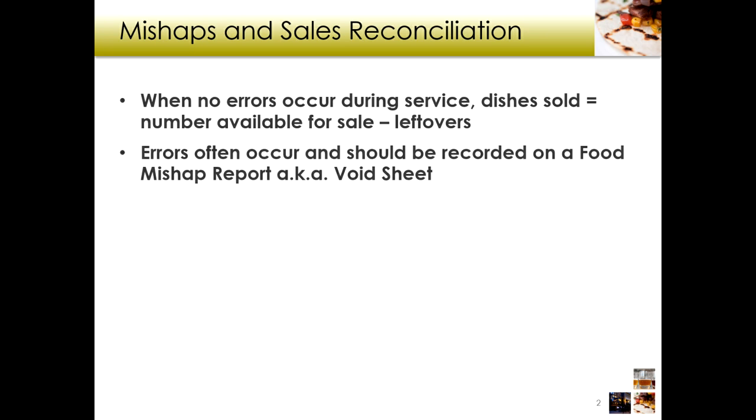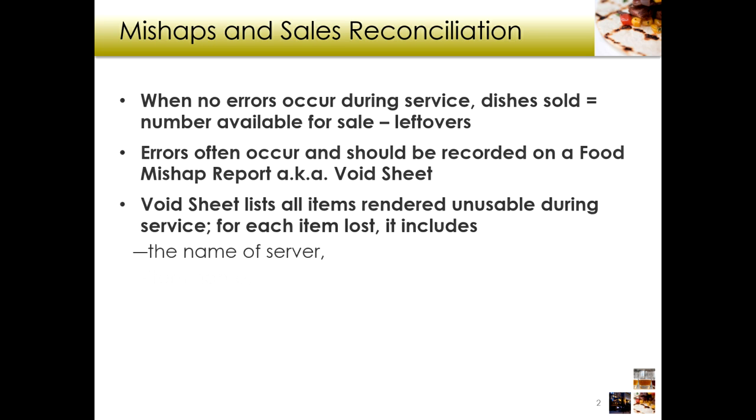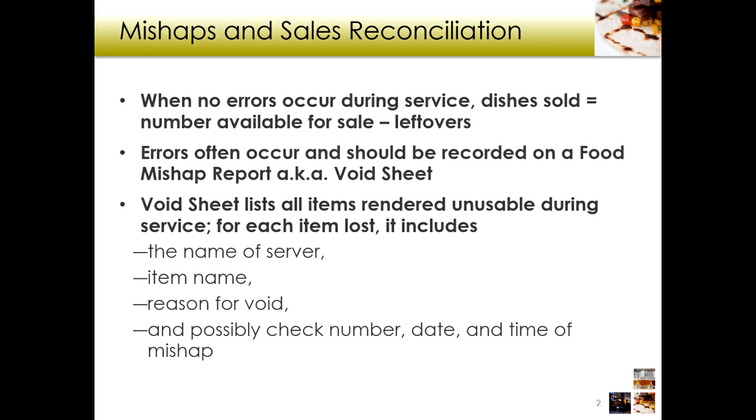So errors sometimes occur and they should be recorded on a food mishap report or a void sheet. We should be recording all sorts of information like who did it, what was it, why it happened, time, date, any information that can help us avoid having these errors, right? If you remember back to our section, we actually calculated errors per cover, right? So here we're just making sure that if something happened to a dish, we've recorded it and we recorded why. So hopefully we can fix that from happening again.